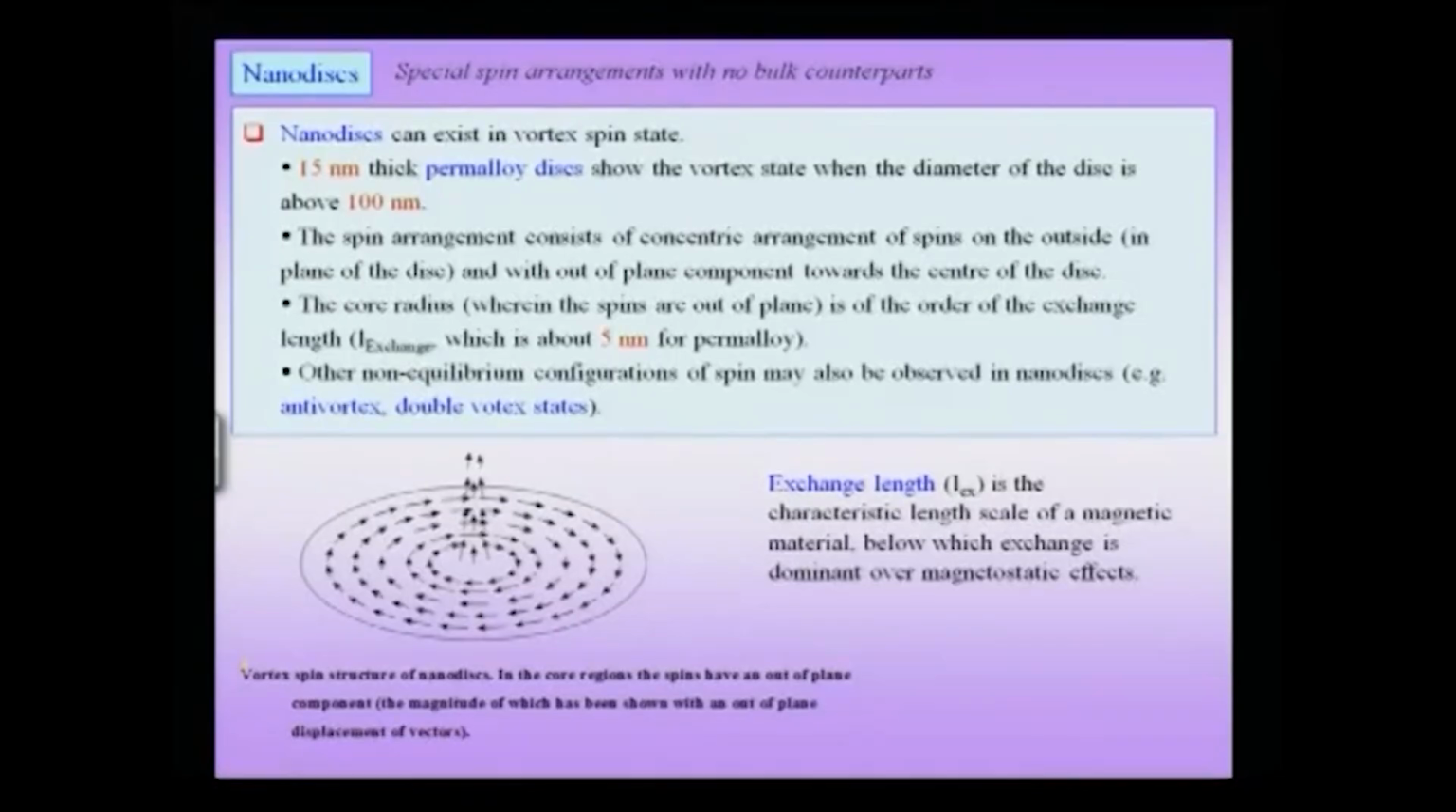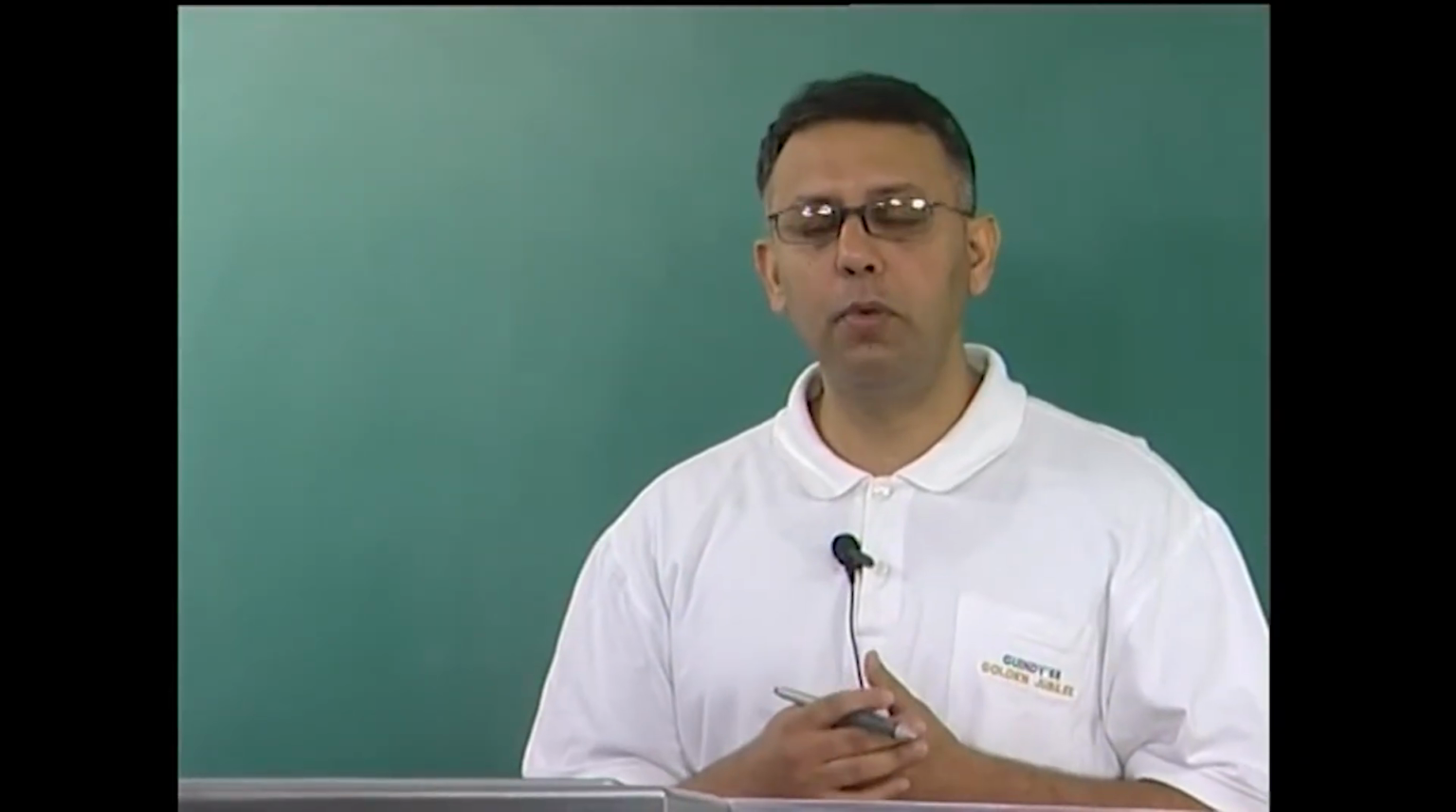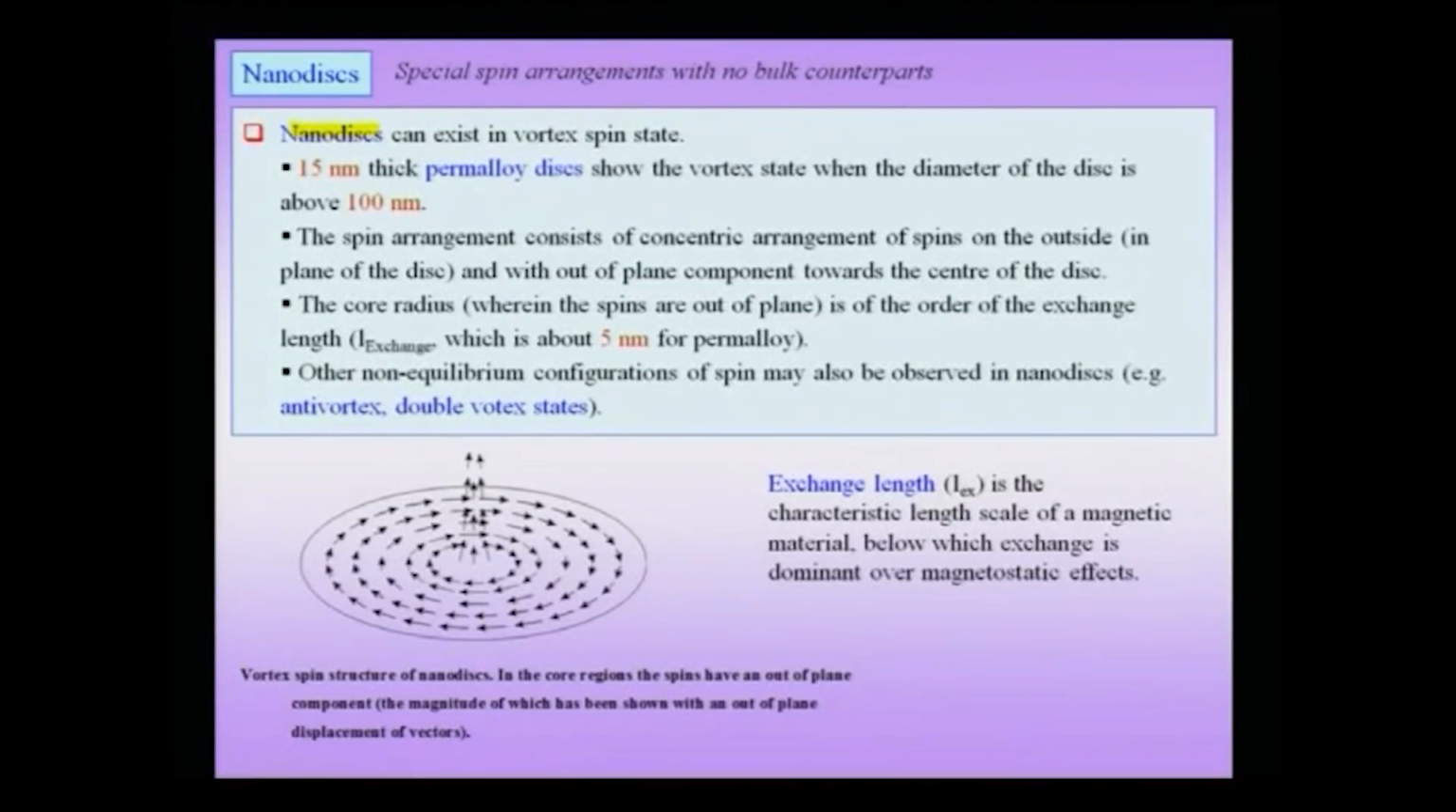We have already seen how the spins are oriented in a bulk, that they are divided into domains, and within domains spins are oriented parallel. And of course, only in the domain wall do you obtain a slightly more complicated configuration of spins, which means that spins would actually start to rotate. So, first we take up the example of nano discs, wherein there are special spin arrangements with no bulk counterparts. In 15 nanometer thick permalloy discs with the diameter of the disc greater than about 100 nanometers.